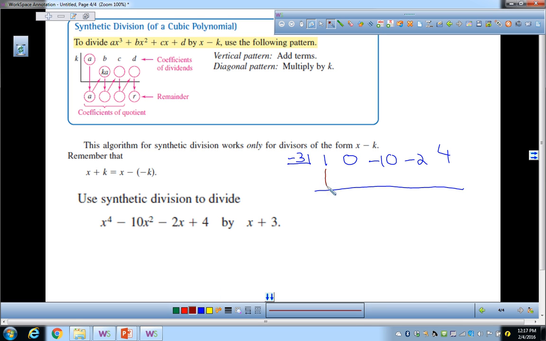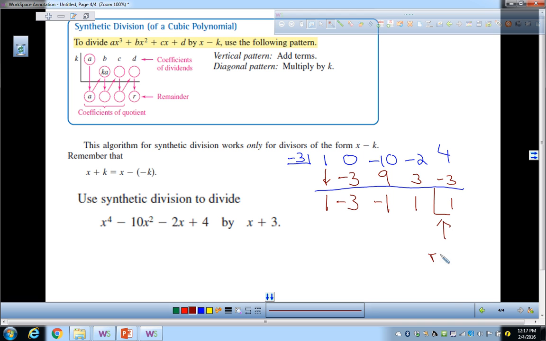You bring that 1 straight down to the bottom. You multiply negative 3 times 1, and you put that result right here. Then you add: this plus this gives negative 3. Then I multiply again. This times this, 9. Then I add negative 1. This times this gives you 3. Then I add, I get 1. This times this gives you negative 3. And then I add, and this is 1. This here is your remainder.